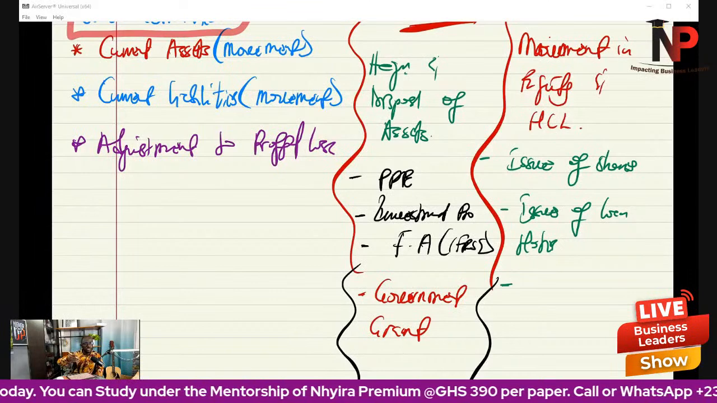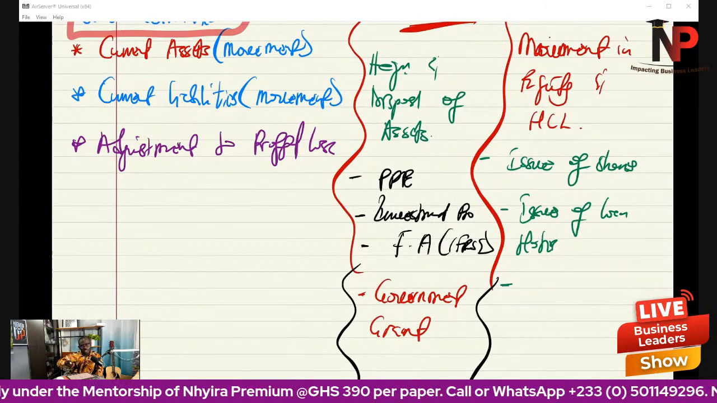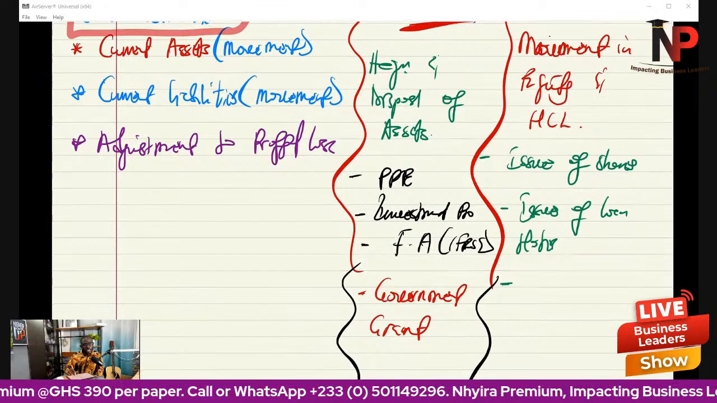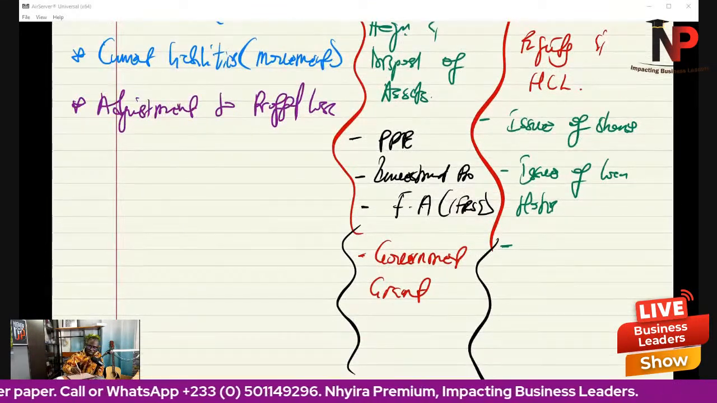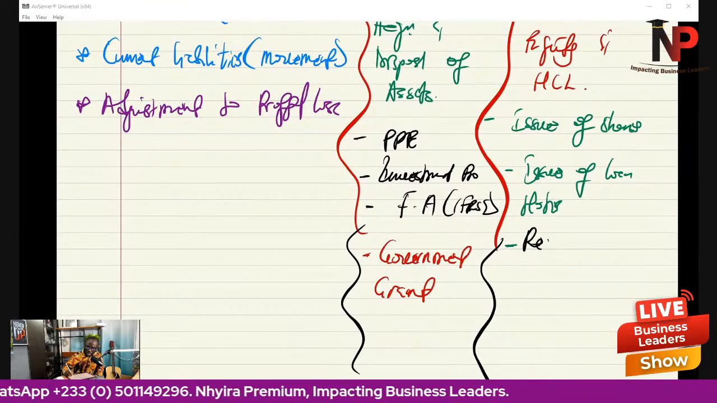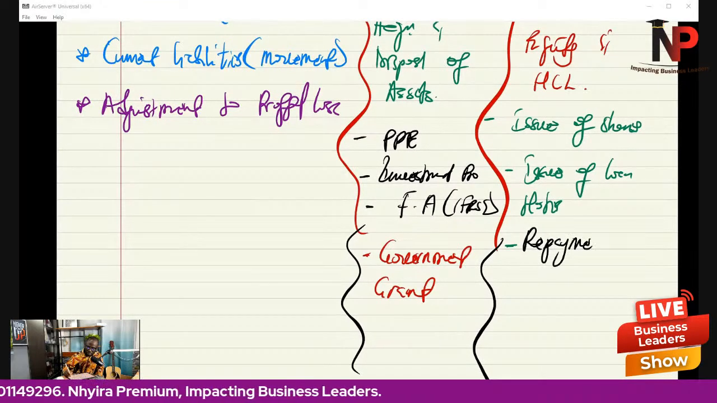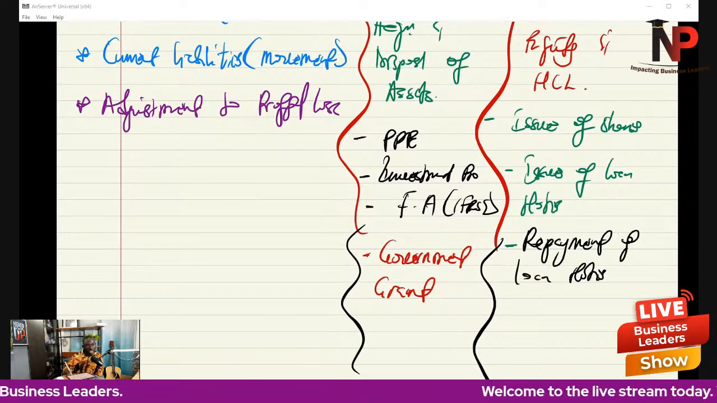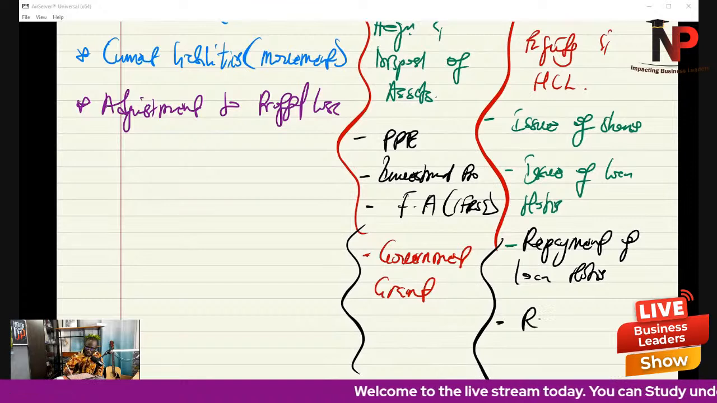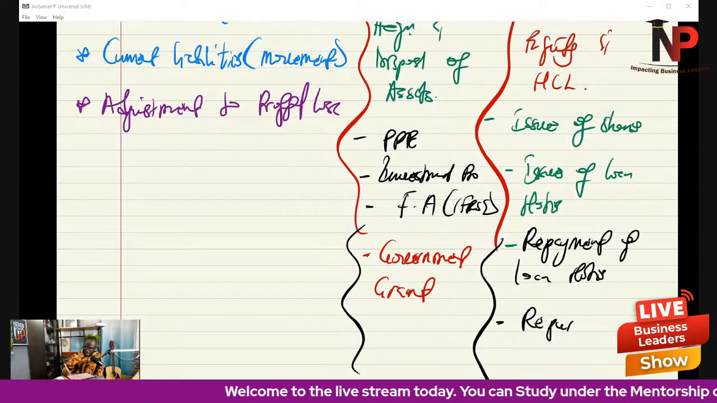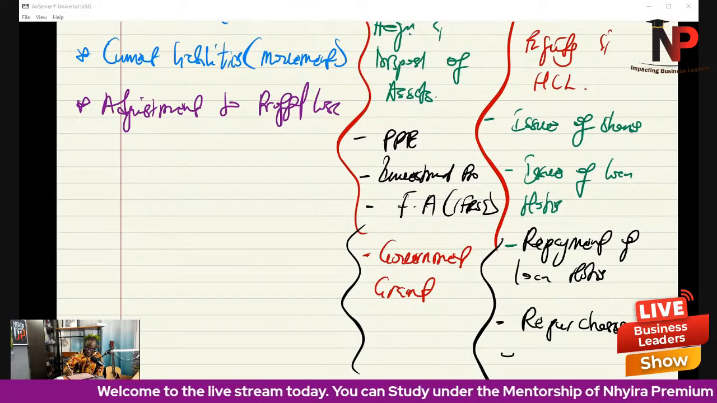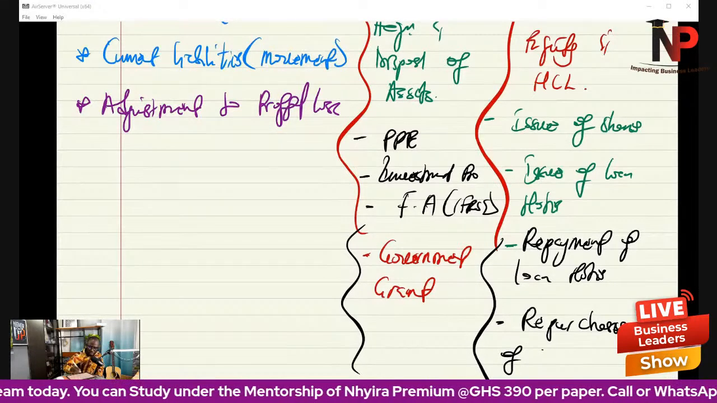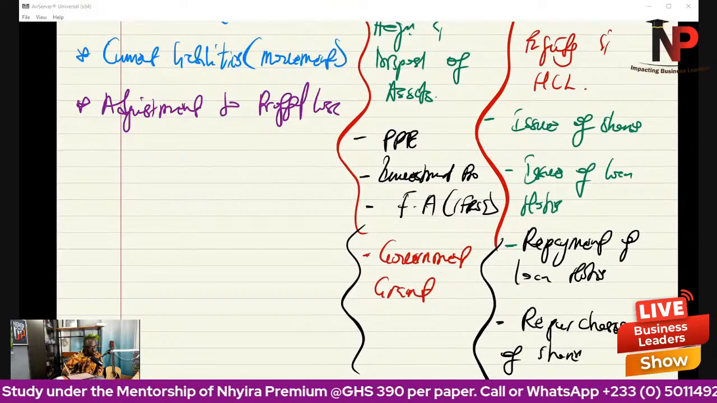How do you know if there is issue of loan notes? The same thing. If the loan figure has gone up, then it's going to be coming in that particular case. Repayment of loan notes is an outflow here, or repurchases of shares, which is rare, but in case it is there, we will also treat it as an outflow.